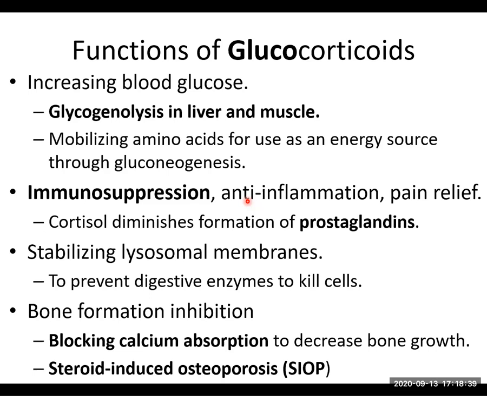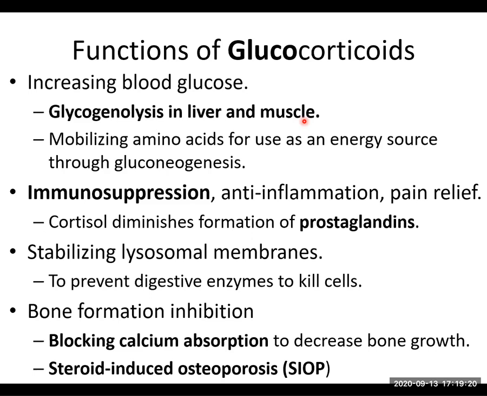So it will increase the blood glucose level. And how do the glucocorticoids do it? It basically will cause glycogenolysis. It will break down the glycogen. Glycogen is the polysaccharide to store the glucose in the body, in the liver and the muscle. So that will break it apart to liberate this glucose into the blood.